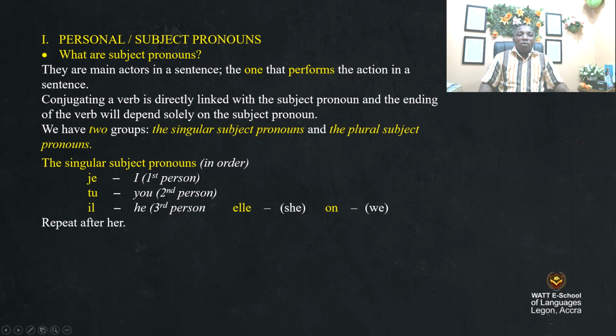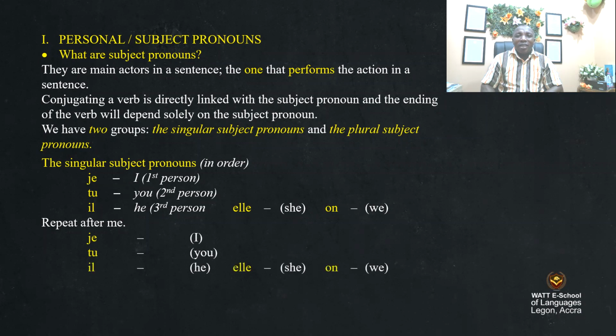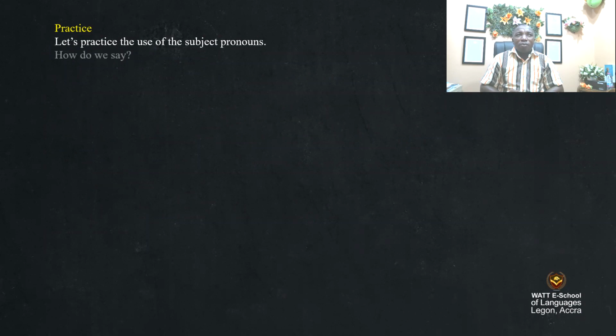So in this case, we are going to repeat the subject pronouns again. Kindly repeat after me the subject pronouns one more time. Je, can you say that? Je, tu, il, elle, on. Remember that there's another we in another form, and we shall have a look at it. So let's practice the use of the subject pronouns.